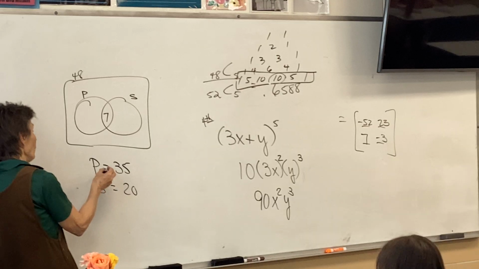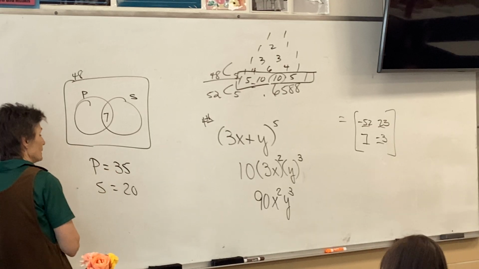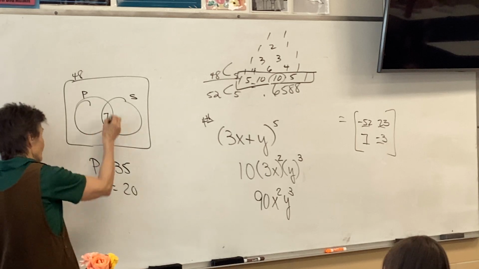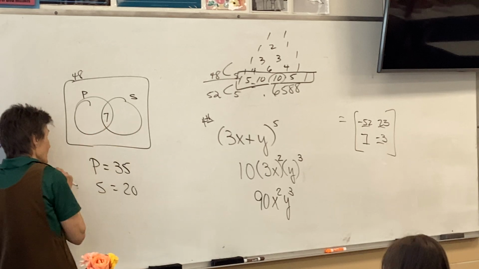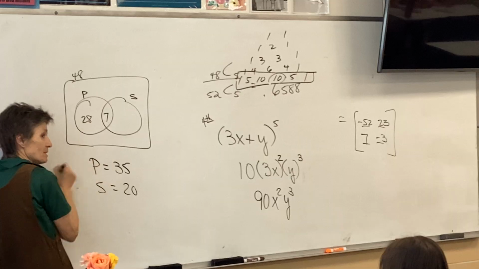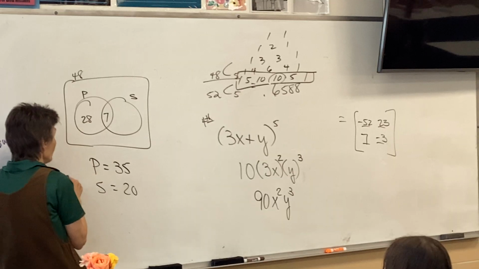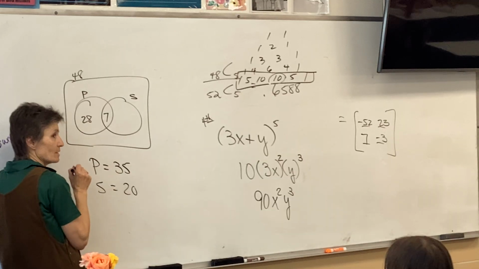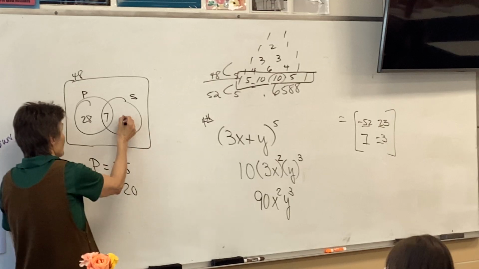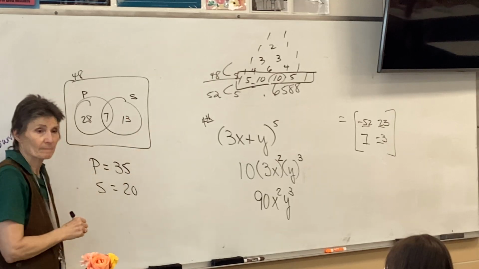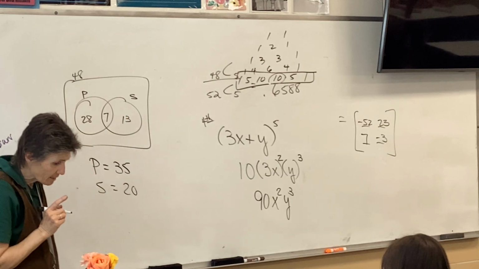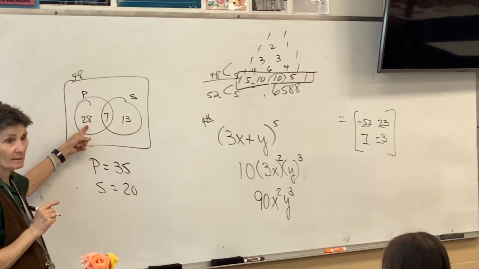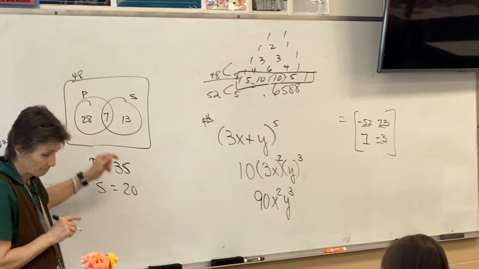If the whole P-ball is 35, but 7 of them are in that spot, then there must be 28 in this spot. And if the whole S-ball is 20, then there must be 13 of them here. And then the question was, how many like only praying? 28.